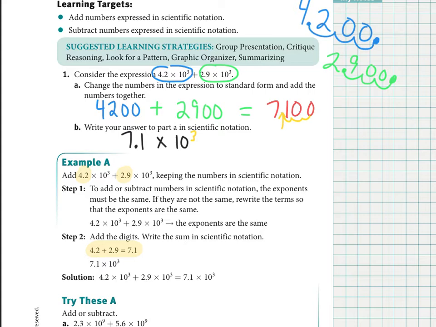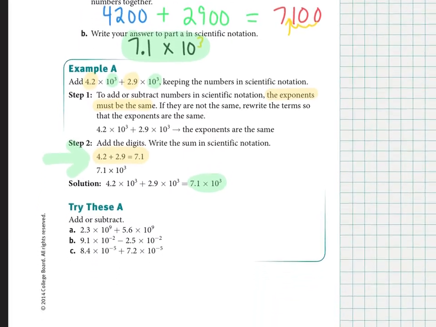Basically, in order to add or subtract these, the exponents must be the same. In our problem, they were both times 10 to the third, so both exponents were the same. So if we just add the 4.2 and the 2.9 like we did right here, we keep the exponent the same, right? They were both 10 to the third. Notice our final answer was 7.1 times 10 to the third. So if the exponents are the same, we can just add the other factors and keep the exponents as is. Let's take a look at a couple more.